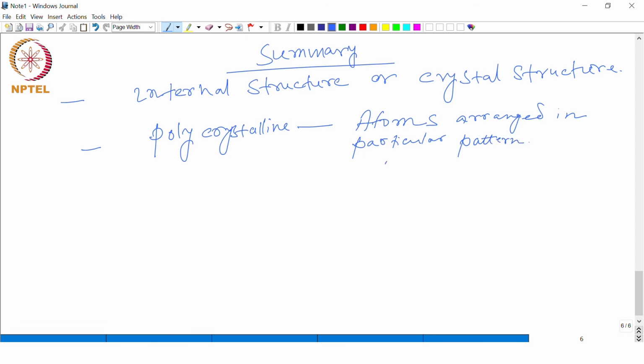which can be defined by a unit cell, which is the smallest unit that can be repeated in the 3 dimensions to generate the crystal structure. Okay. And the other one is amorphous, where the atomic arrangement is random.